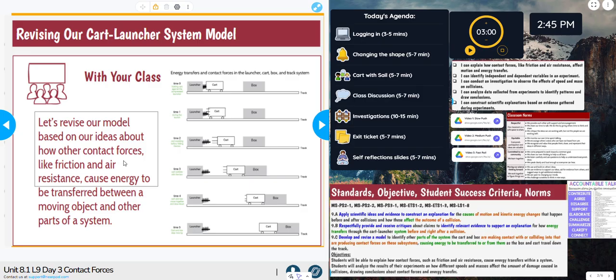But think about how the other contact forces like friction and air resistance are causing energy to be transferred between the moving parts of the system. What's missing? We have our motion that's showing the cart going forward. We see the boxes moving. What's not being represented on this? Think about the answer. We'll pause to discuss.